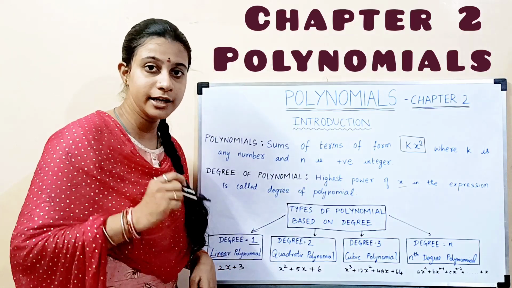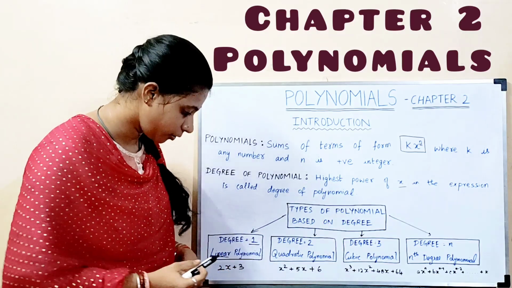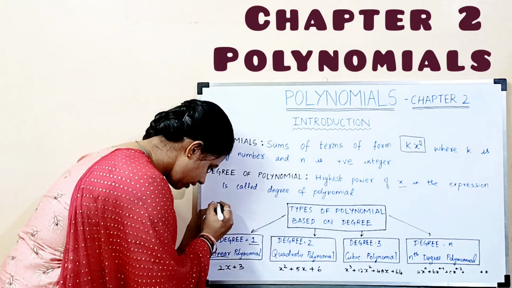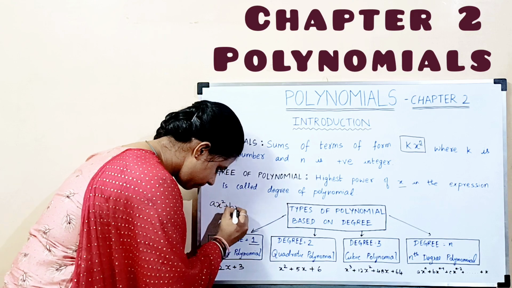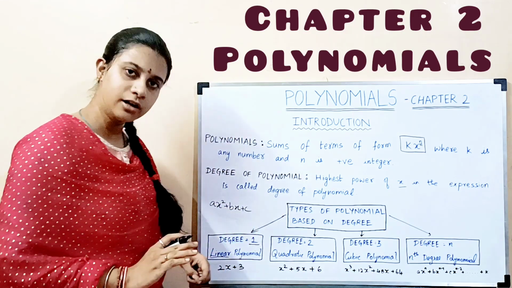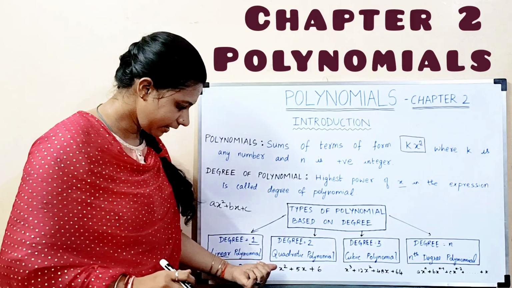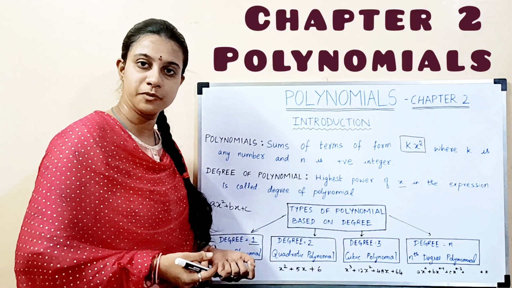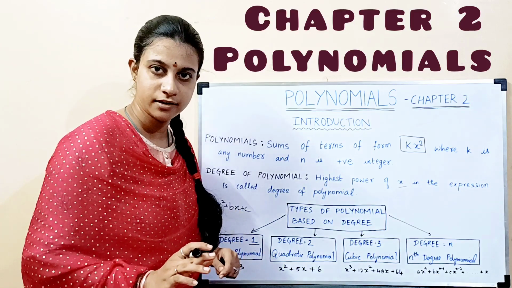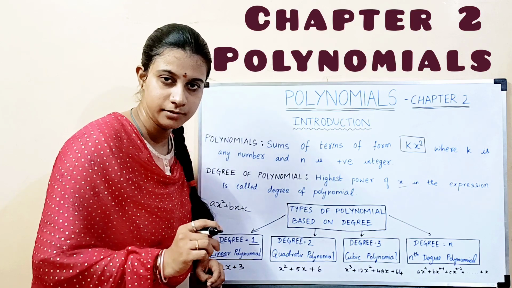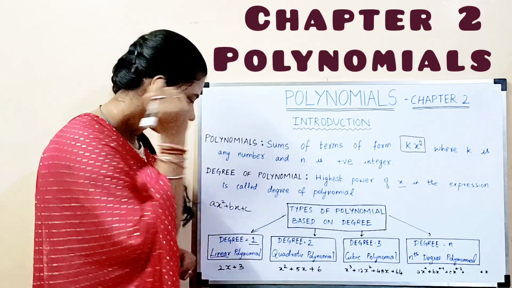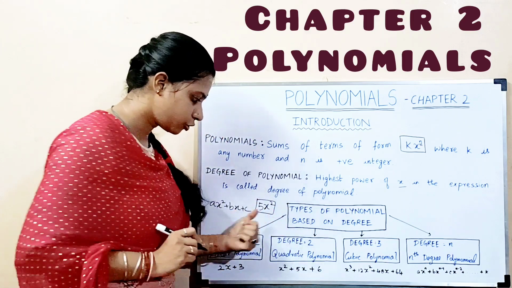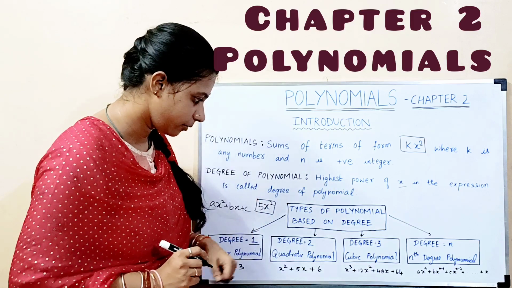Now coming to degree 2, it is called a quadratic polynomial, and generally we say the quadratic polynomial has the form ax square plus bx plus c, which is the general form. We can take any example like x square plus 5x plus 6, or 3x square plus 4x plus 2, or simply 5x square. Even if it is a single term like 5x square, the degree of this expression is 2, so it is called a quadratic polynomial.